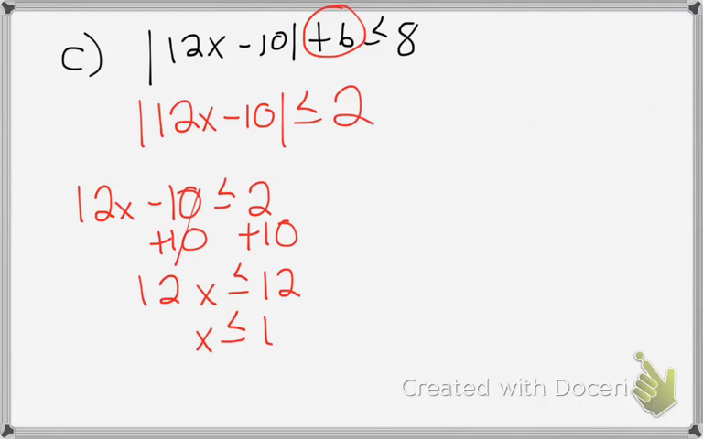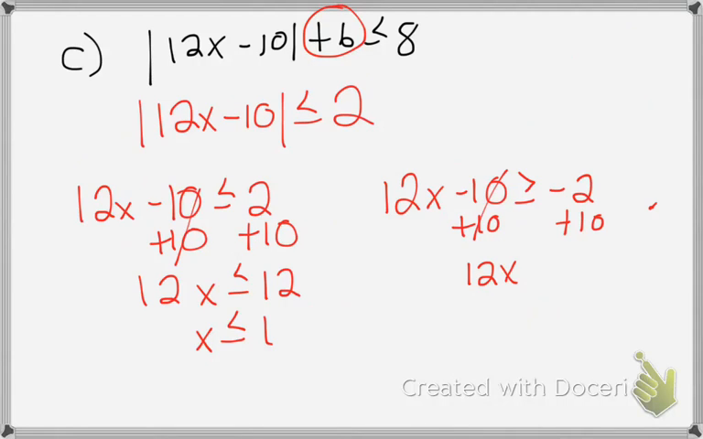Now the second equation, we've got 12x minus 10 is now greater than or equal to a negative 2. So when I add 10 to both sides this time, I've got 12x is greater than or equal to a positive 8. Or x is greater than or equal to 8 over 12, which would reduce to 2 over 3.